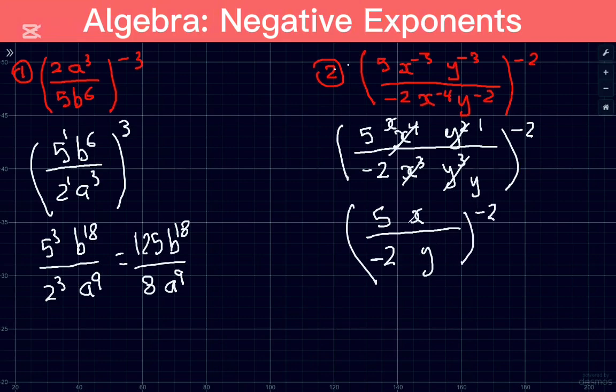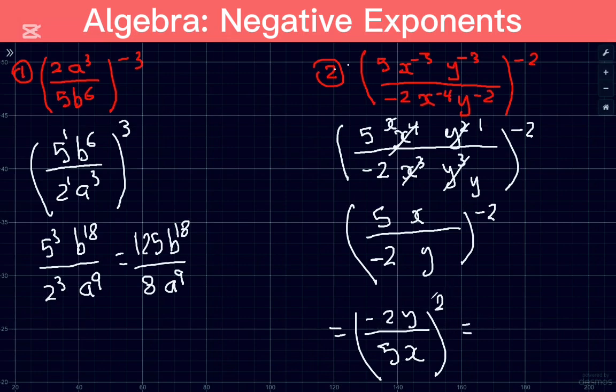Now at this stage, you could flip all of this and make the exponent positive. So you end up with -2y over 5x, to the power of 2. So this -2 flips everything inside the brackets, and then the exponent becomes positive.